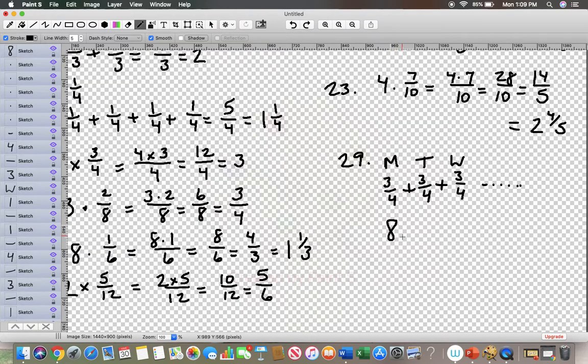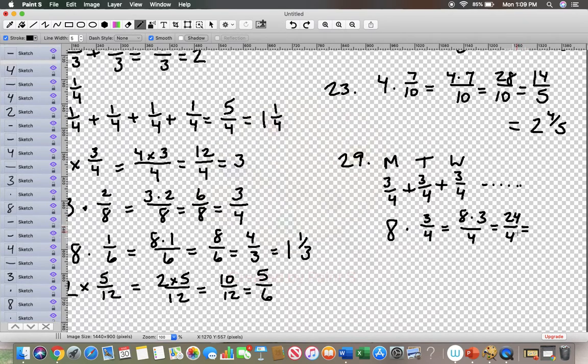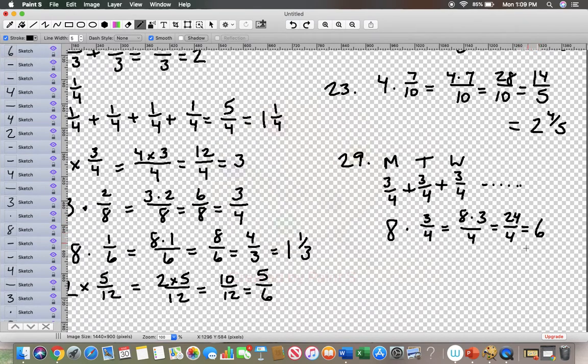Well, if I'm adding the same number, or the same fraction in this case, 8 different times, well, I can just multiply 8 times 3/4, multiply my numerators, divide by my denominator. I get 24 over 4. What's 24 divided by 4, class? 6. Is that my final answer?